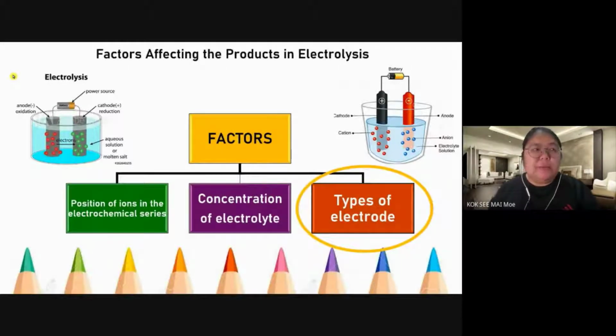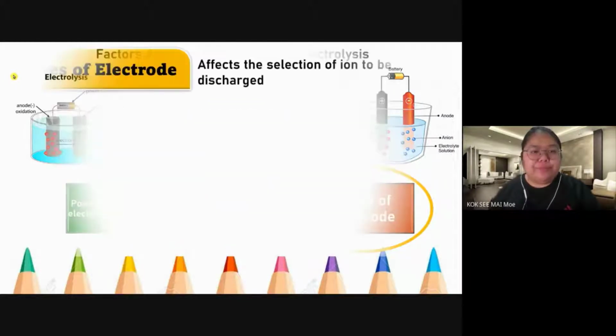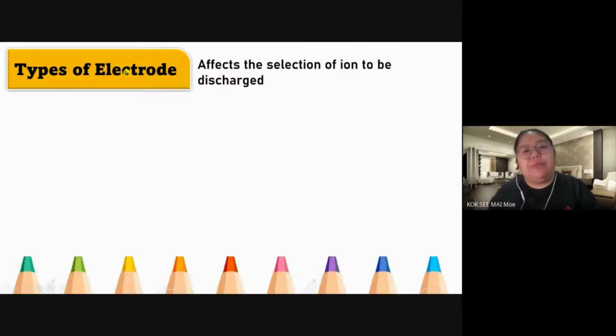Now we're going to see some examples of different electrodes and their effect. The type of the electrode will affect the selection of the ion to be discharged. Remember, normally for discharge we follow the electrochemical series. The lowest one will discharge first. But when the electrode is different, this is also affected. So when the electrode is different, we no need to follow the chart. Now let's see in which situation we need to follow the electrode.